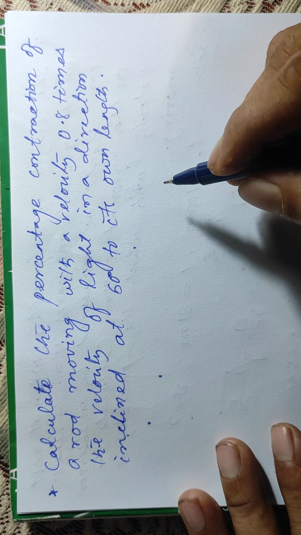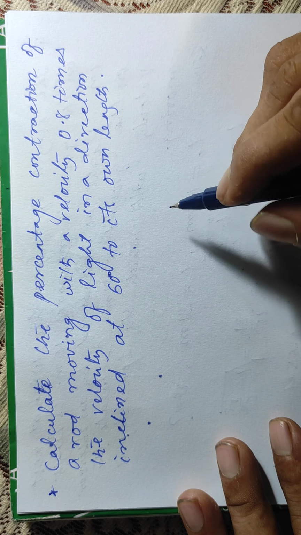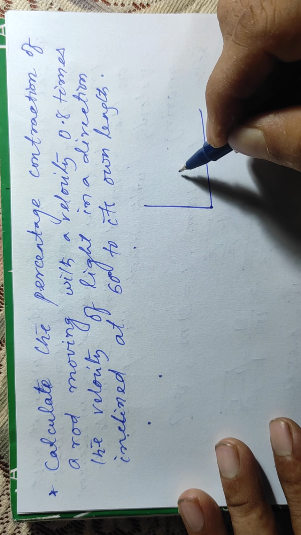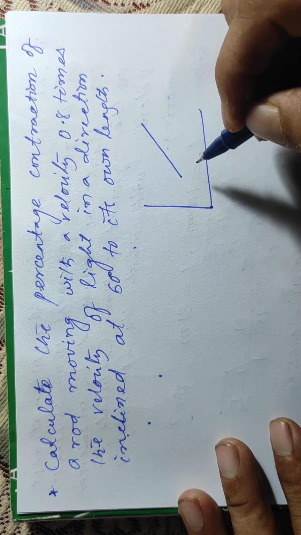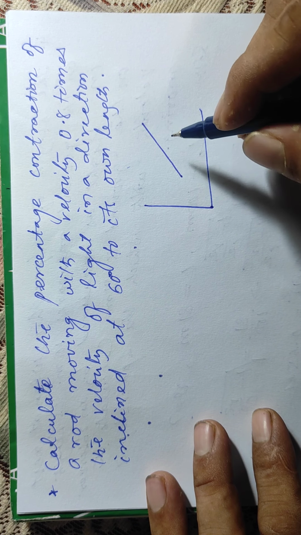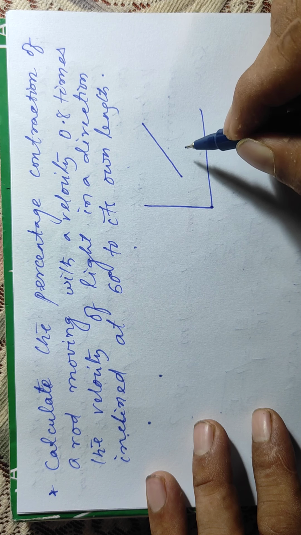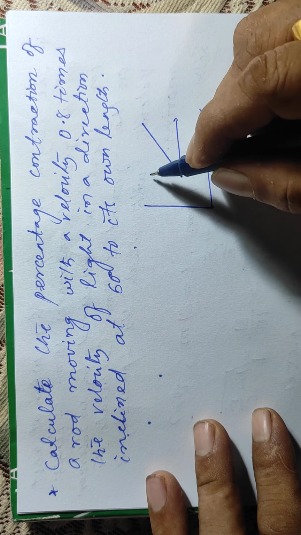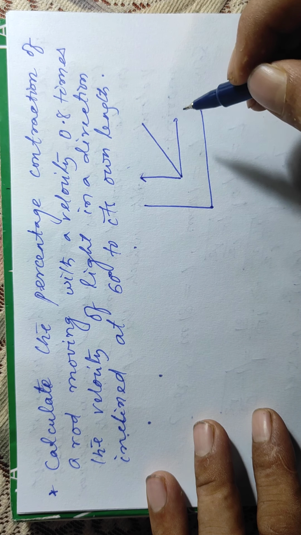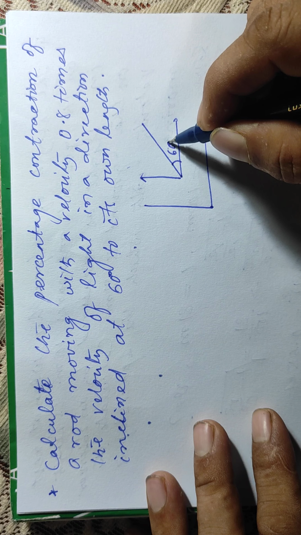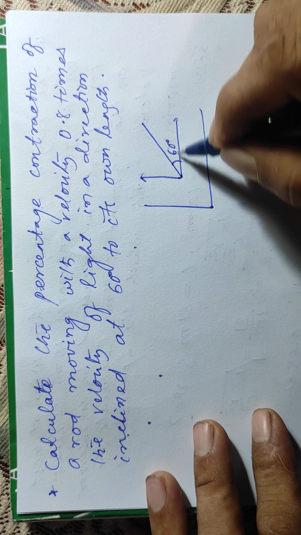First of all, the length L. That means see here, the length of the rod is like this. The rod is this one, and you have to split it into two components. One is the horizontal component and this is the vertical component. Clear? And this angle is 60 degree to its own length.